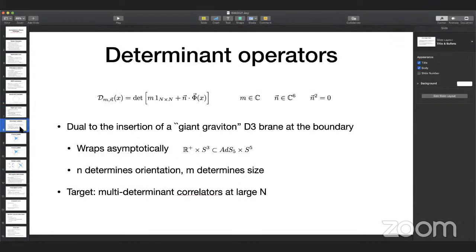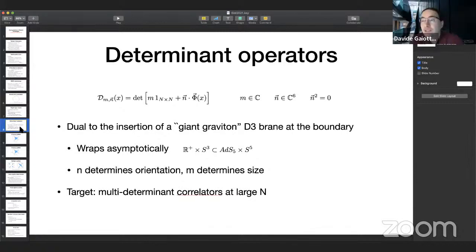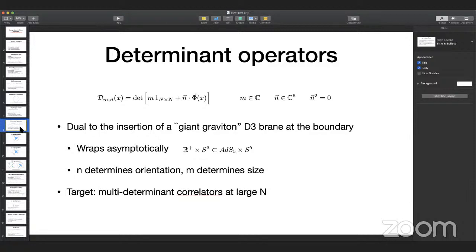So you don't have some sort of wormholes or something? No. Sorry? In the bulk? Yes. You don't have wormholes or things like that in the bulk? I don't know. Honestly, I don't know.